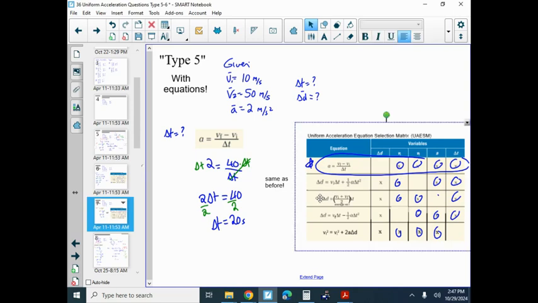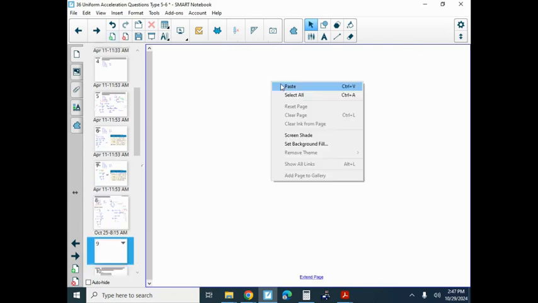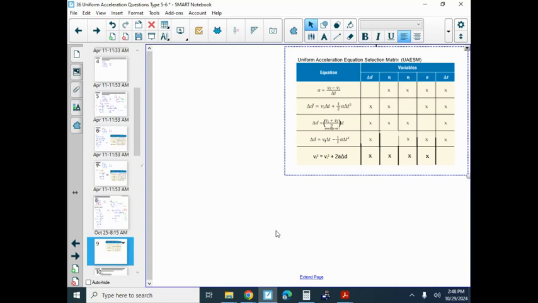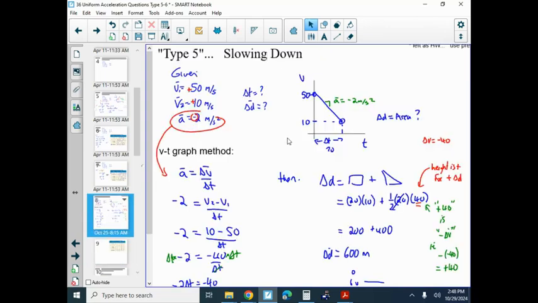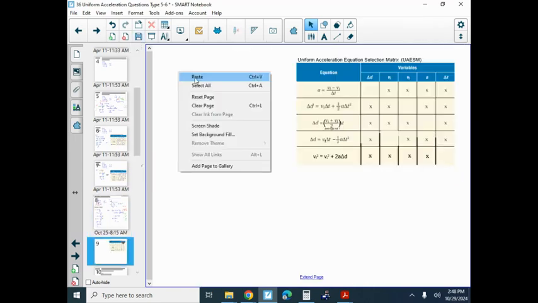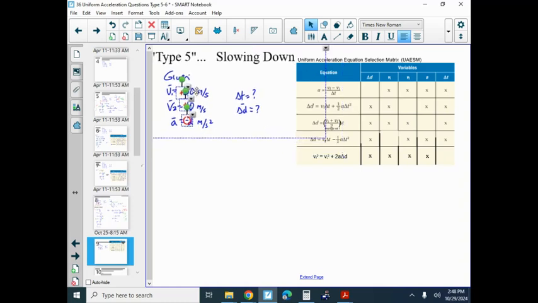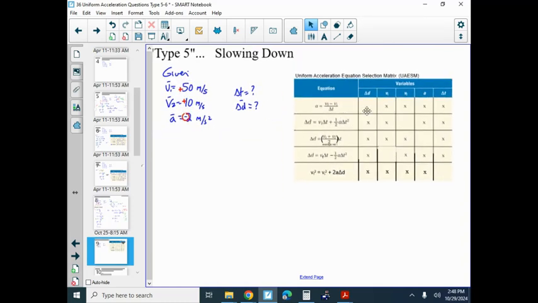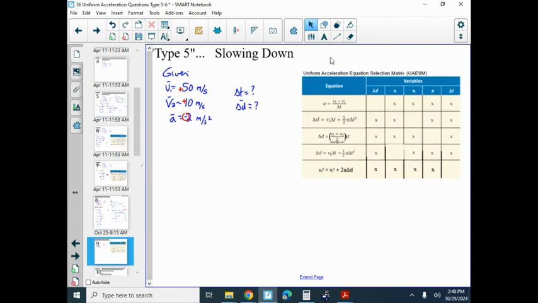And let's grab UASM. Catching on for you guys yet? There we go. And let's grab the question. 5, slowing down. Go. Equations, of course, you can tell because you've got the selection sheet there.